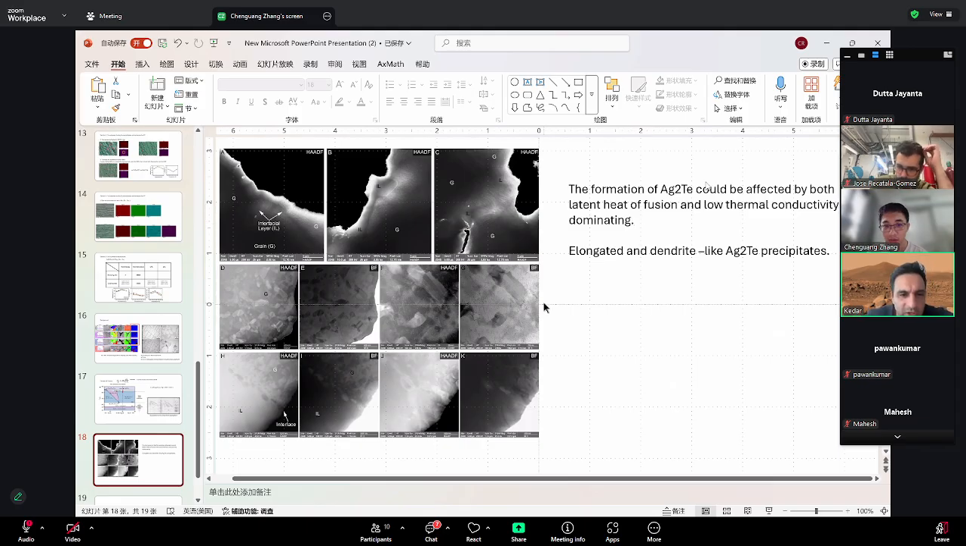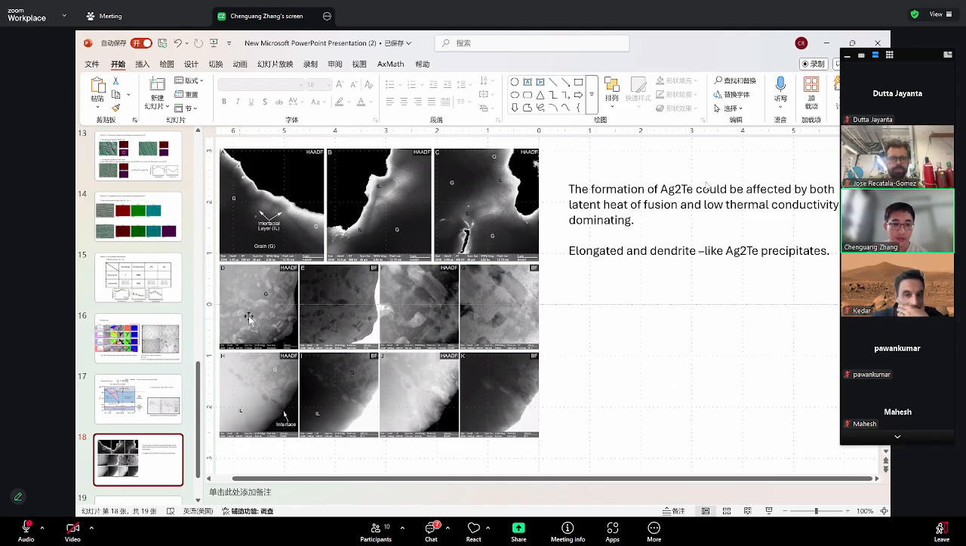What composition is this in these diagrams? This is 112, from the paper. This is our previous paper, with no doping. You see the small silver telluride nanoprecipitates inside this matrix.